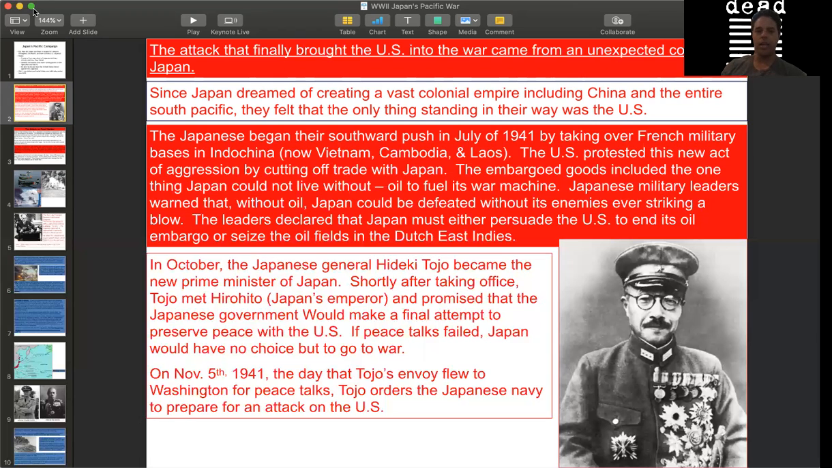Shortly after taking office, Hideki Tojo would meet with Emperor Hirohito, and he would promise to make a peace attempt with the US. And he noted that if peace talks failed, Japan would have no choice but to go to war. So on November 5th, 1941, the day that Tojo's envoy flew to Washington for peace talks, Tojo would also order the Japanese Navy to prepare an attack on the US, essentially saying that they weren't going to have any sort of peace with the United States and that an attack was going to be imminent.